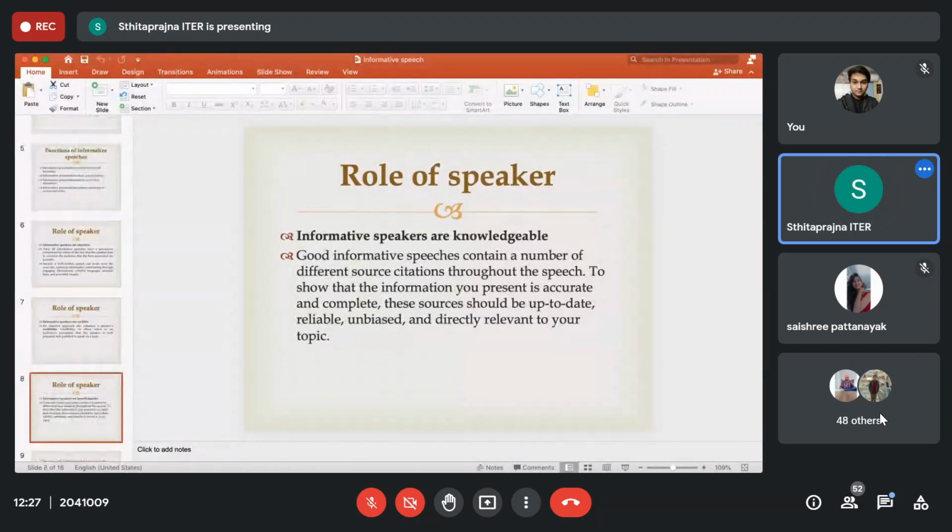They are knowledgeable, yes, because informative speeches contain a number of different source citations throughout the speech. So you don't create stuff. You have to research well because you have to collect information and share it from different sources.